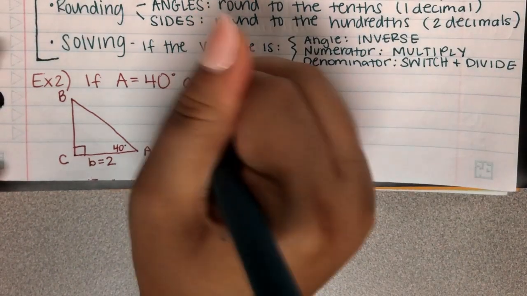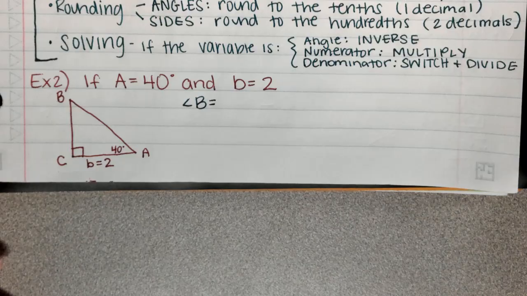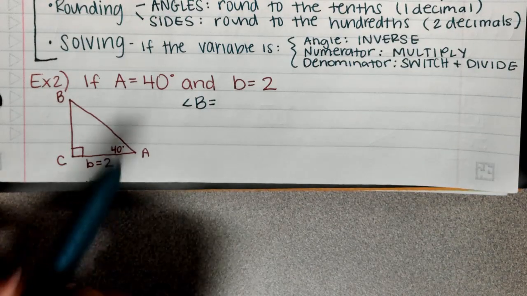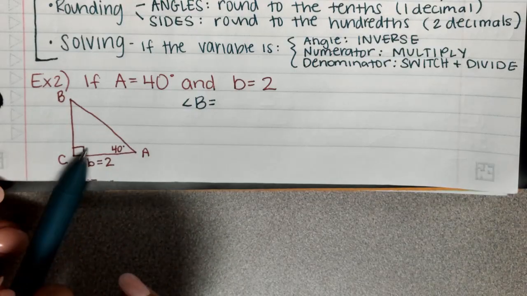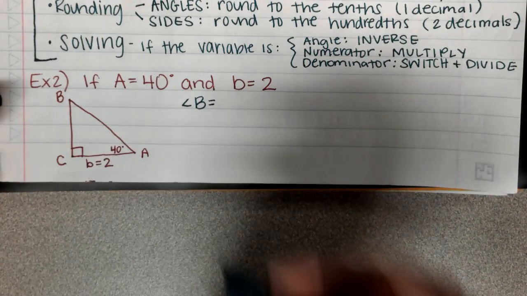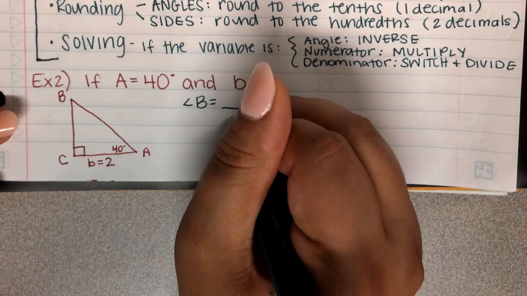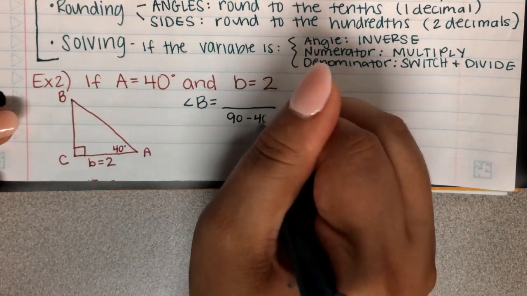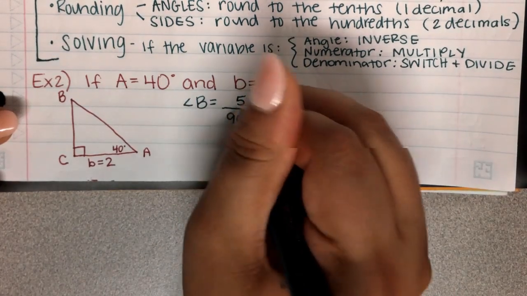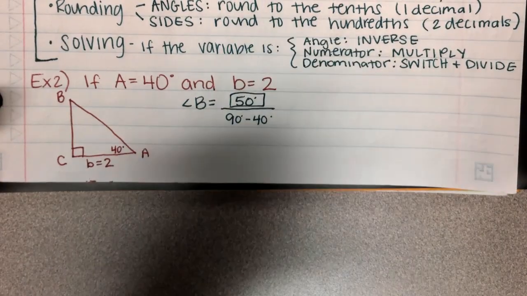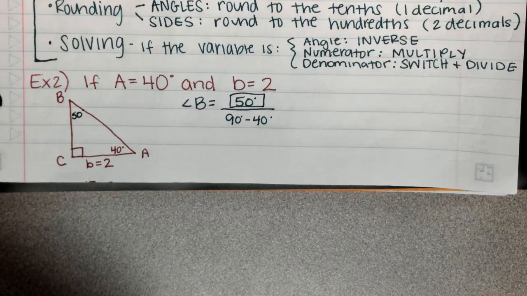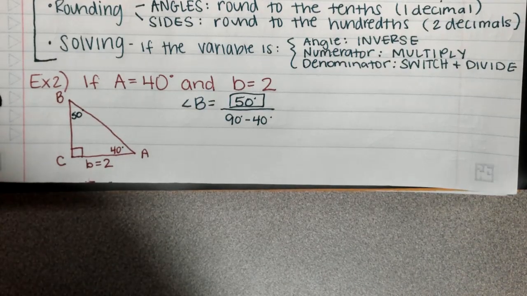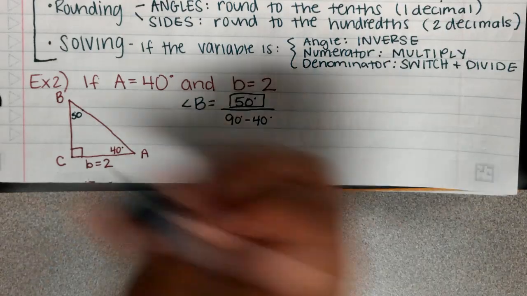How can I easily find angle B? They need to add up to 90. Do y'all agree a whole triangle adds up to 180? If that's 90, how do I find the other one? So I'm going to do 90 minus 40, is what? 50 degrees is my answer. So angle B is 50 degrees. How do I find side A?